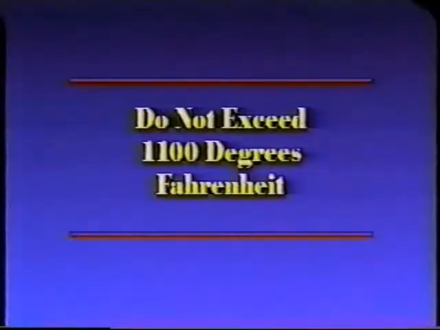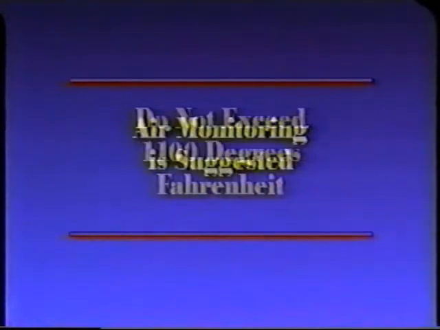A word of caution: the high setting on some brands of heat guns is hot enough to volatilize the lead in the paint, thereby releasing dangerous fumes. The setting of the heat gun should be fixed so that its temperature does not exceed 1100 degrees Fahrenheit. When the heat gun is used extensively, air monitoring is suggested.